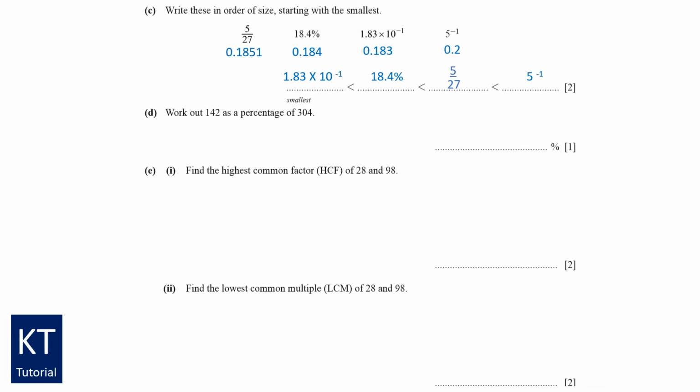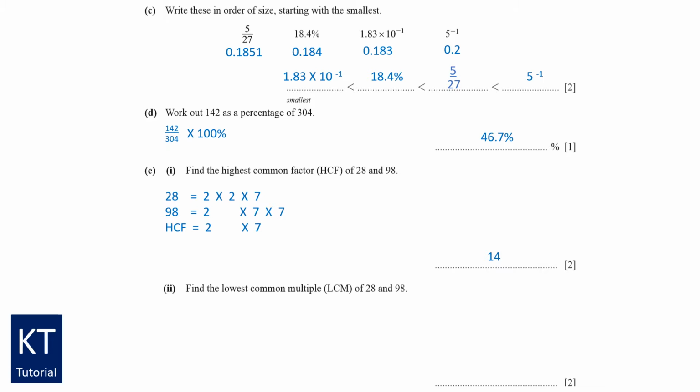Question 1d. Work out 142 as a percentage of 304. The working should get us to 46.7%. Question 1e1. Find the highest common factor of 28 and 98. Identifying all the prime factors that are repeating, the highest common factor is 14.